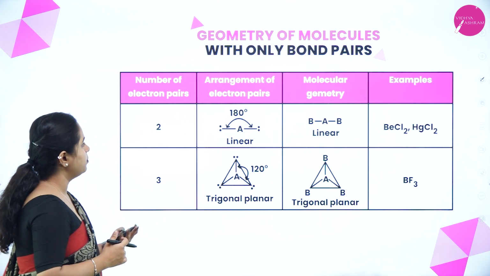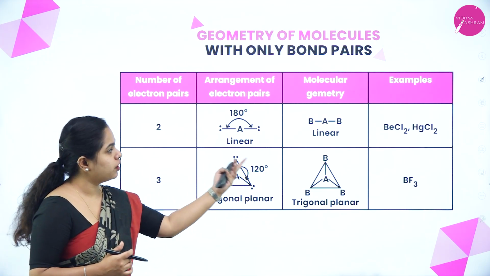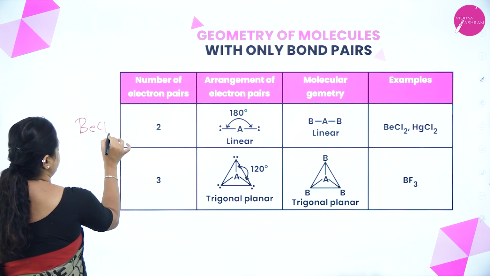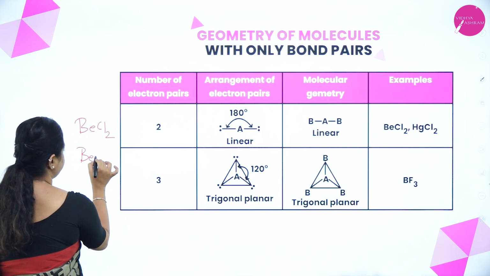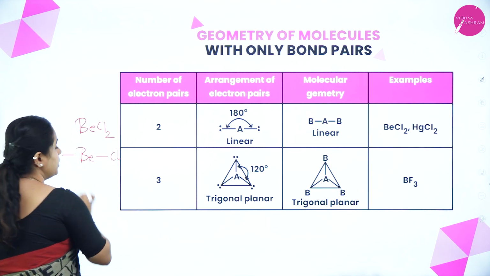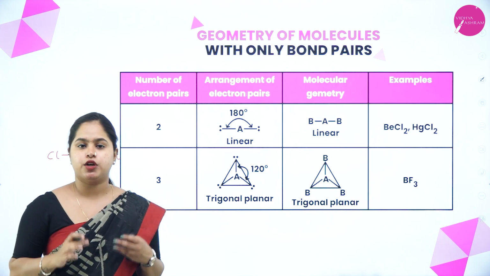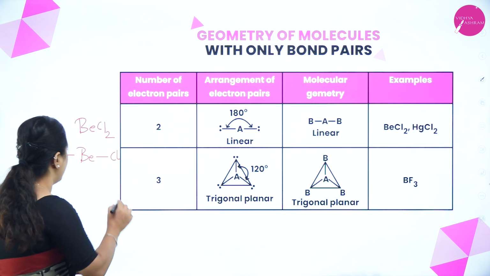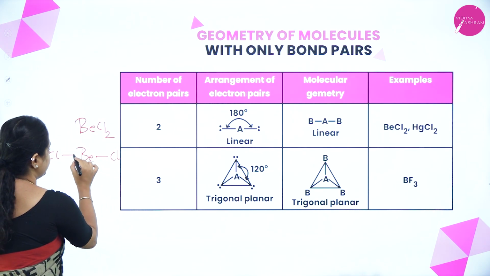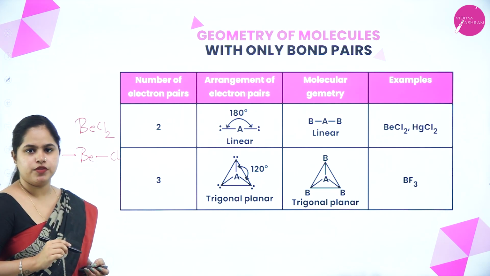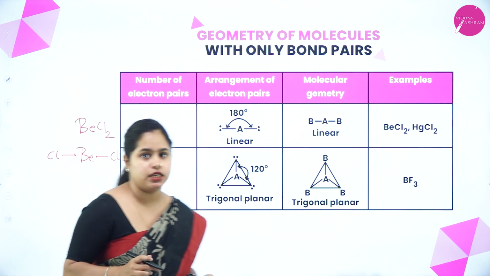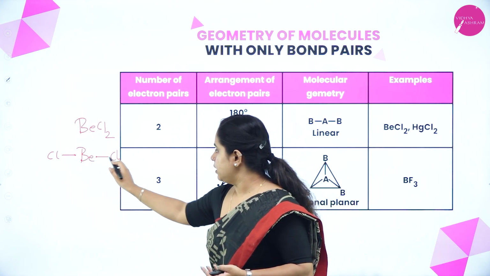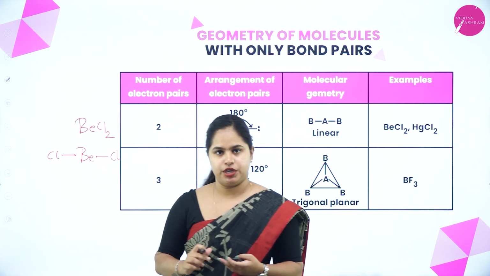So beginning with the first one, let's take the example of BeCl2. So how many valence electrons is Be having? Beryllium is having only 2 valence electrons, and these 2 valence electrons are taking part in the bond formation. So as you can see here in the BeCl2 molecule, 2 bond pairs are there. One is forming a bond here, one is forming a bond here.